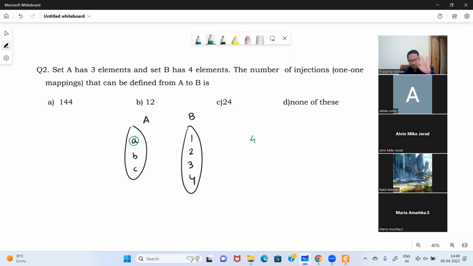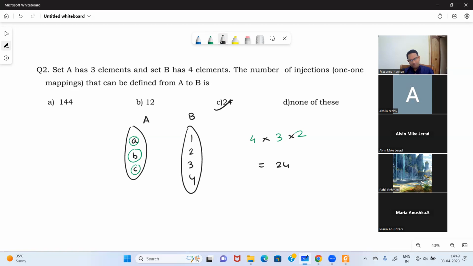Now let's say you have mapped it to one of the elements. Then you have to map the second element. How many options will be there? 3 options, because you cannot map it to the same element. If you try mapping it to the same element, it will cease to be a one-to-one function and become a many-to-one function. Correct? So now you map B also. Now for C, how many options will be remaining? 2 options. So the total number of ways is 4 into 3 into 2. So what is it?